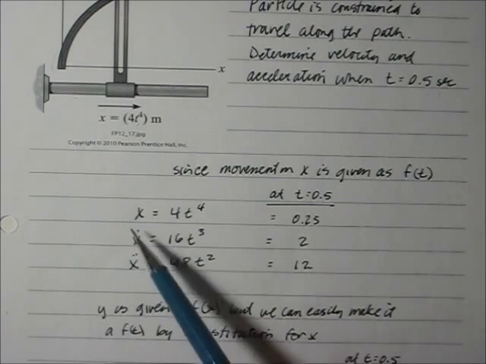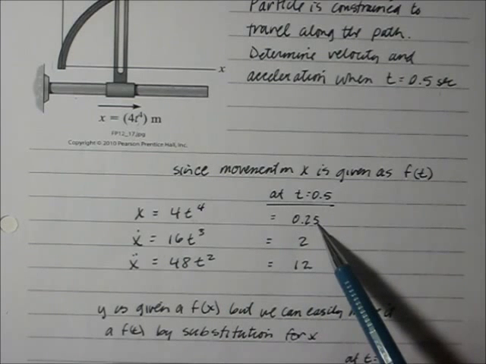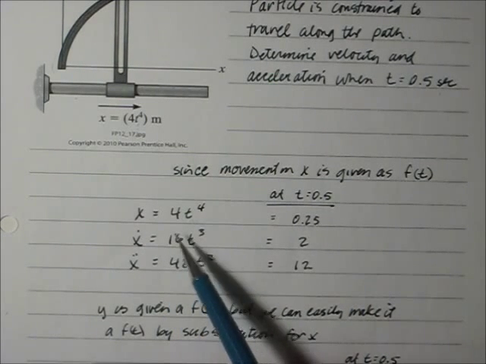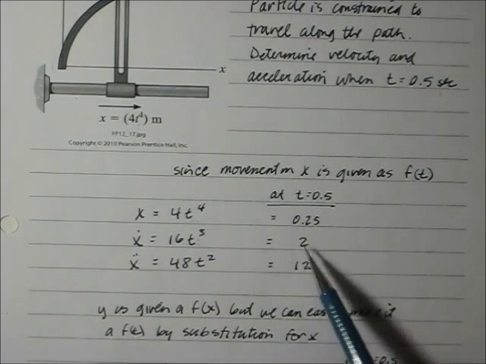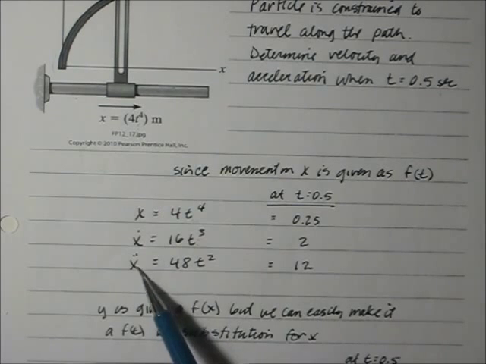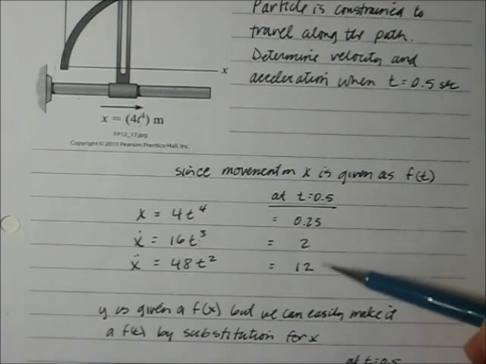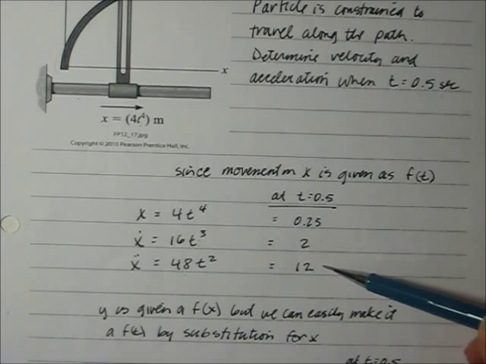So I can evaluate x is equal to 4t to the fourth and evaluate that at 0.5, and let's call that 0.25. To find out x dot, I just take the derivative of that, and that's 4 times 4, 16t cubed, evaluating that at 0.5. And x double dot, take the derivative again, 48t squared, and at 0.5 is 12. All right, so that gives me the components of speed in the x direction, x dot, and acceleration in the x direction, x double dot.